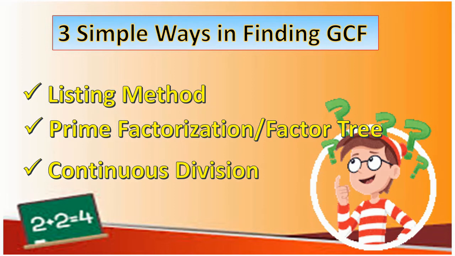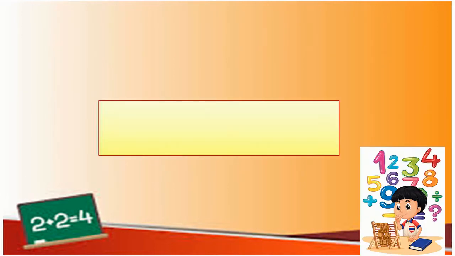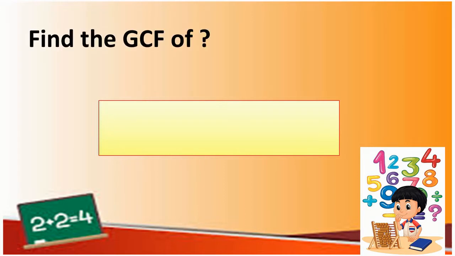So, meron tayo ditong activity or exercise na gamitin natin yung listing method. So, we're going to find the GCF of 24 and 30. And we will use first the listing method. So, paano ba gawin ang listing method? So, madali lang ito. So, for example, we have there the 24 and 30.